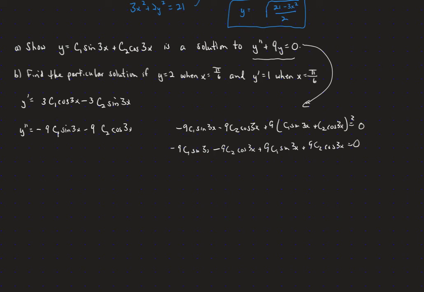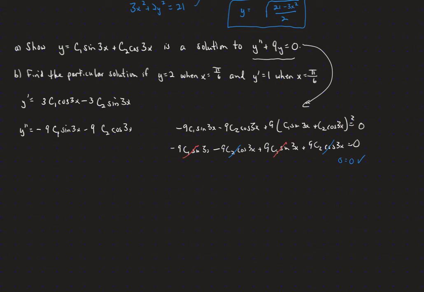And I think we can see that the negative 9 c1 sine 3x will cancel the positive one, and the negative 9 c2 cosine 3x will cancel that, and sure enough we get 0. So it is a solution.